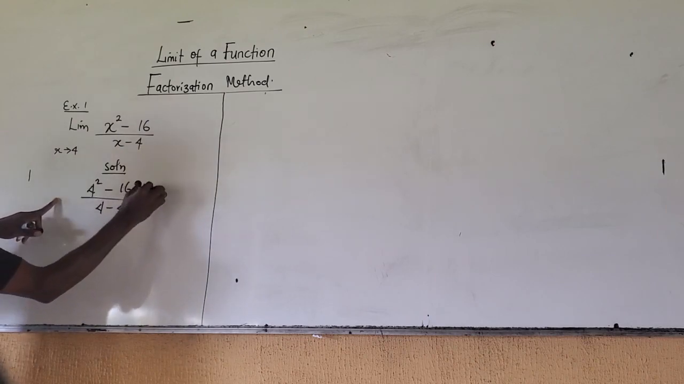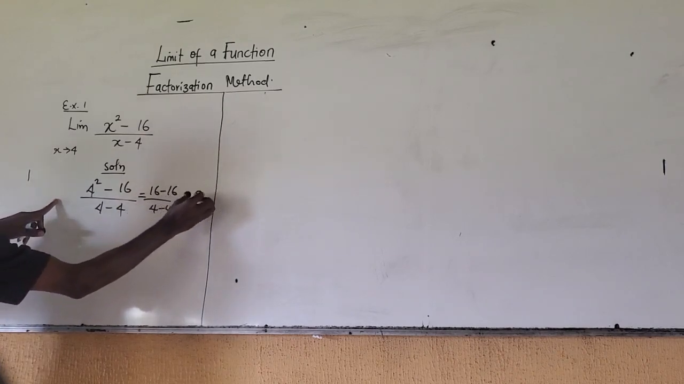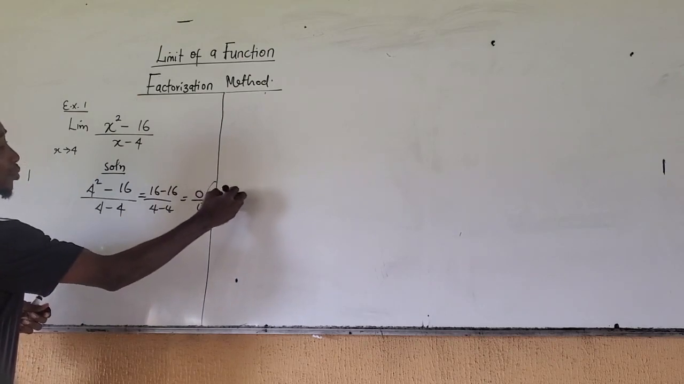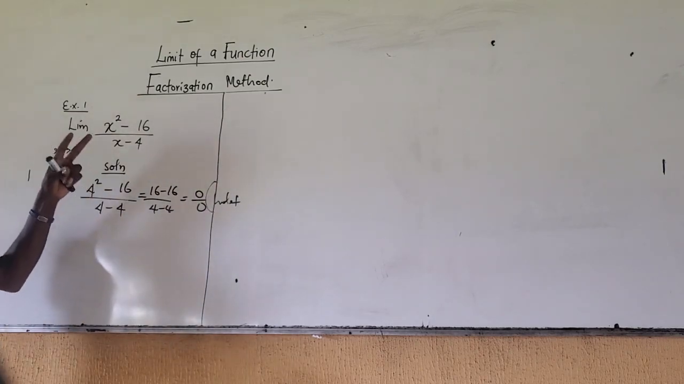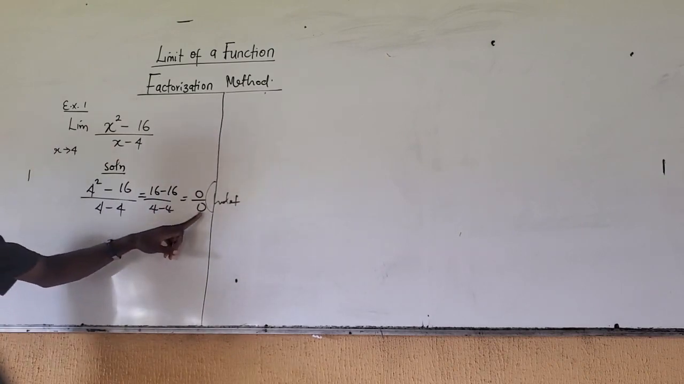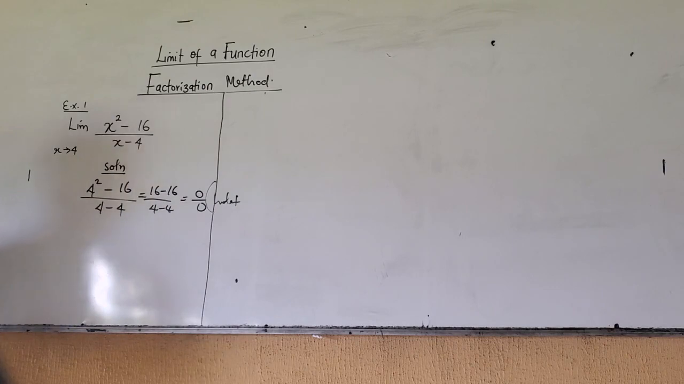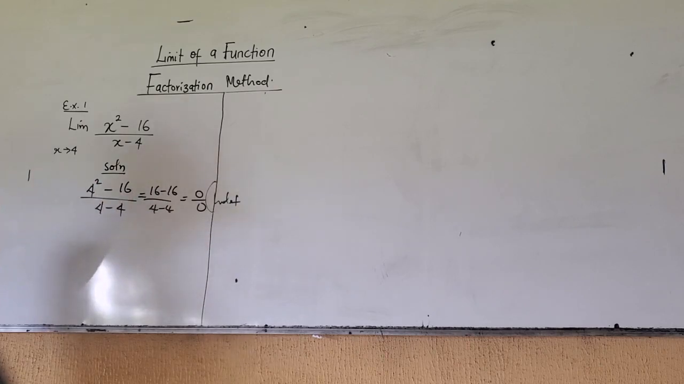4 squared will give us 16 minus 16, 4 minus 4, and that's what? 0 over 0. And this is an indeterminate function, or we call it what? Undefined. So when solving limit of a function, your denominator cannot be 0, or you can't have 0 over 0 as a feasible answer. That is totally wrong. So whenever an examiner gives a question and your answer becomes 0 over 0, it means that there's an alternative method to get the feasible answer for that particular problem.